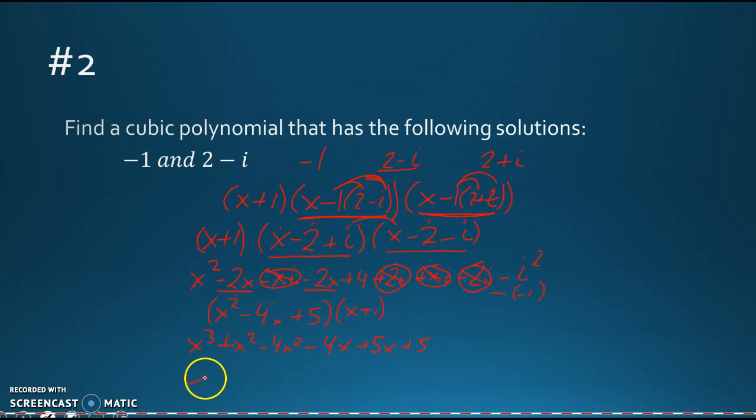So then when I simplify this, I will have y equals x to the third. That's this term. Then I have 1x squared minus 4x squared, which is minus 3x squared. Then I have a negative 4x and a positive 5x, which is plus x, and then plus 5. And this is a cubic polynomial that has the solutions of negative 1, 2 minus i, and 2 plus i.